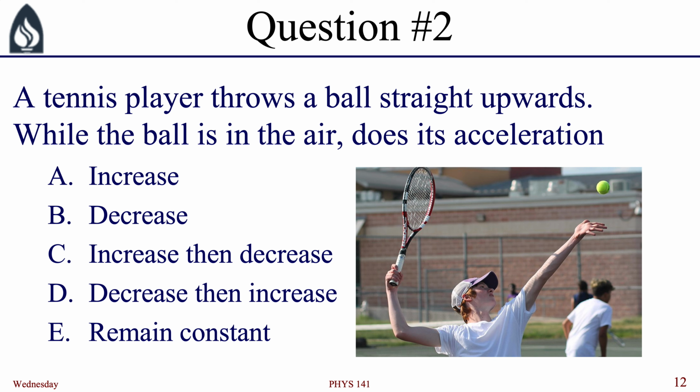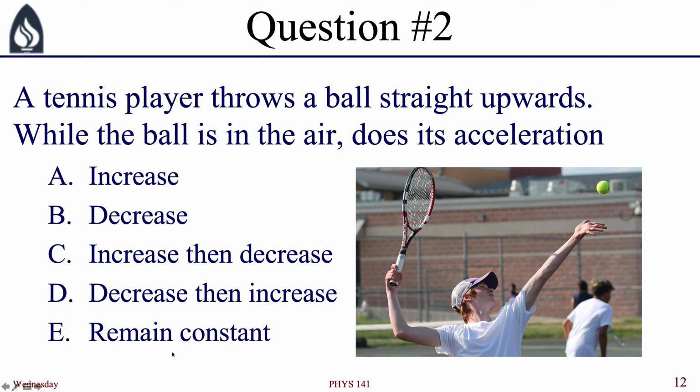Okay, so now that you've had a chance to think about this question, what does its acceleration do? So the minute the ball leaves the player's hand, the only force acting on that ball is gravity. If gravity is the only force acting, then that ball is in free fall, regardless of whether it's going up or down. So that means its acceleration is going to be 9.8 meters per second squared in the downward direction. So that means its acceleration would remain constant.